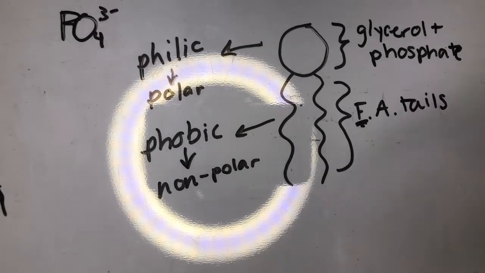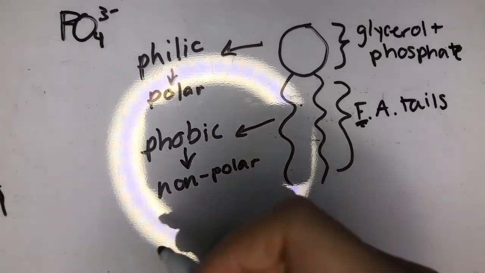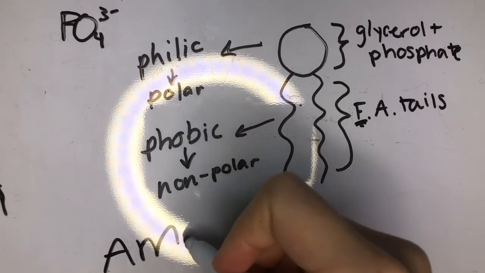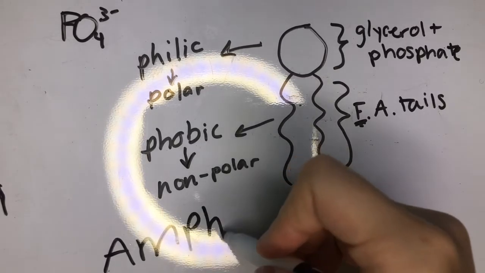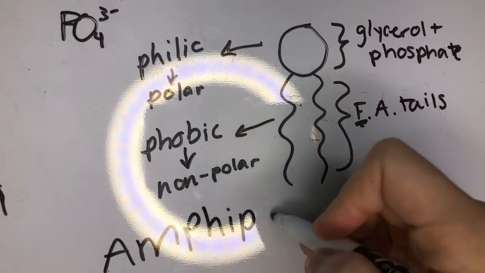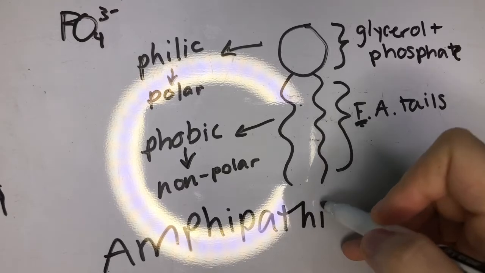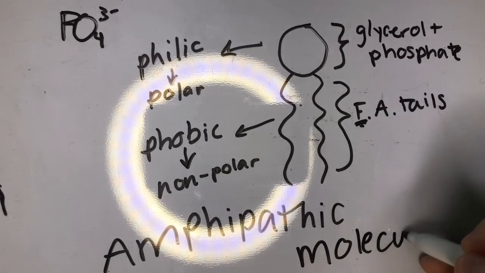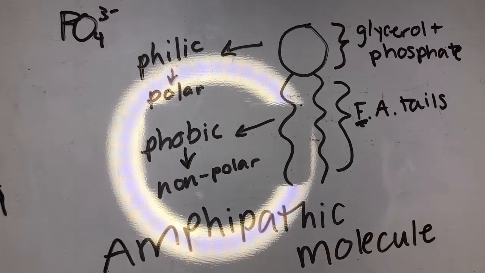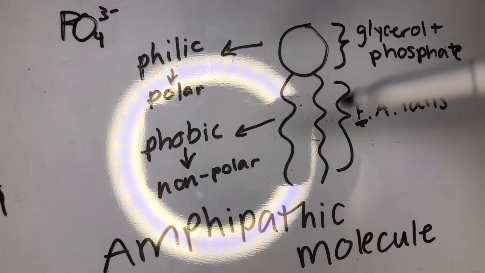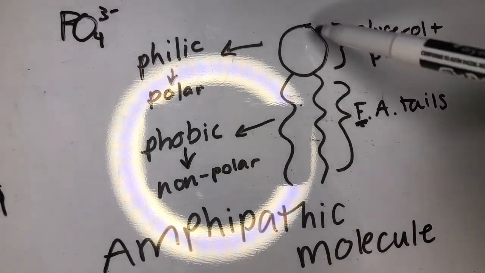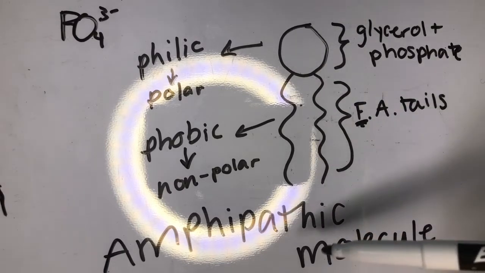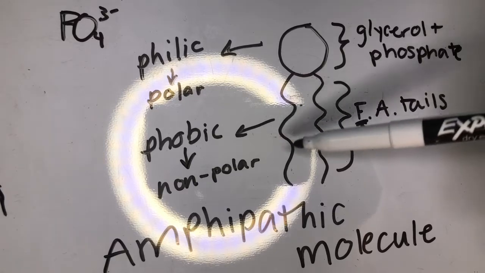So the name that we use to give all of this is basically an amphipathic molecule. What this means is that the phospholipid actually has a dual nature. So the head is completely different. It exhibits different properties than the tails do. So we consider this amphipathic.